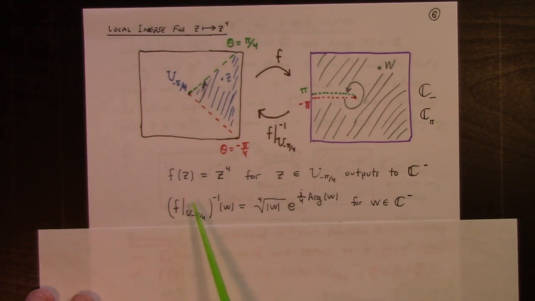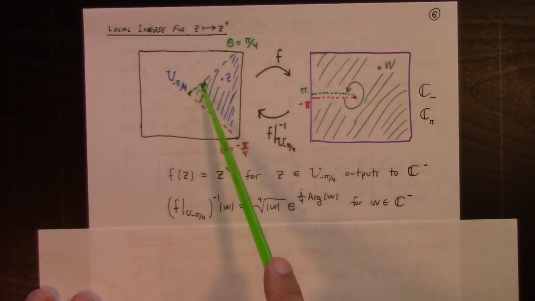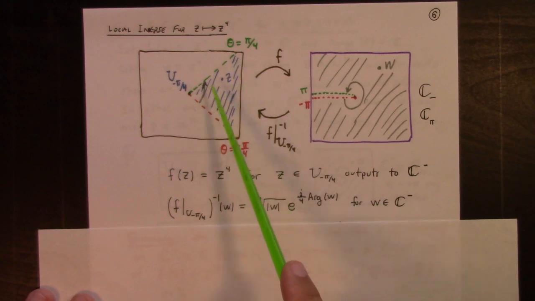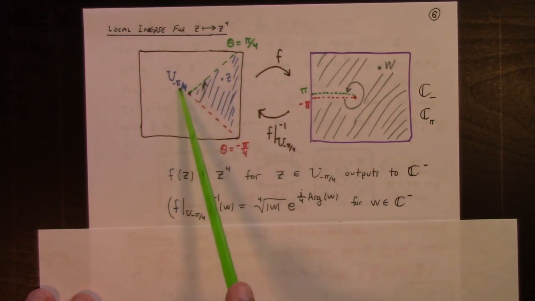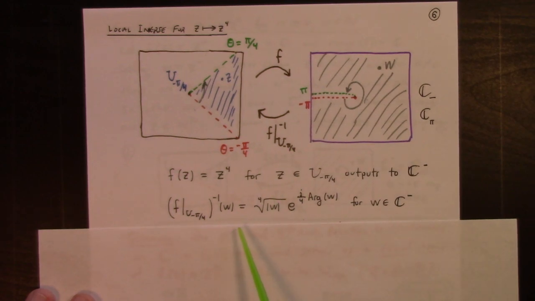So f restricted to this quarter plane, open quarter plane, which I've called u minus pi over 4 because minus pi over 4 is its starting angle. That was my notation. That of w is going to be the fourth root of the modulus of w e to the i arg w over 4. And that's only going to be, of course, for w in the slit complex plane.